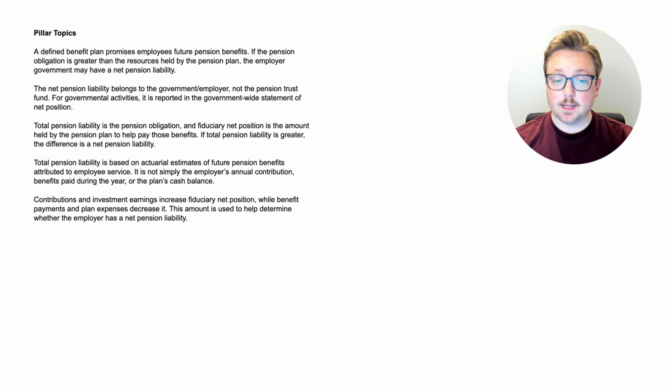Total pension liability is based on actuarial estimates. Again, we're probably not going to have to do that in the CPA exam, but it's good to know what it is, of future pension benefits attributed to employee service. It is not simply the employer's annual contribution, benefits paid during the year, or the plan's cash balance. And last, contributions and investment earnings increase fiduciary net position while benefit payments and plan expenses decrease it. This amount is used to help determine whether the employer has a net pension liability. So with that, those are the pillar topics and those are the key things we were supposed to know.